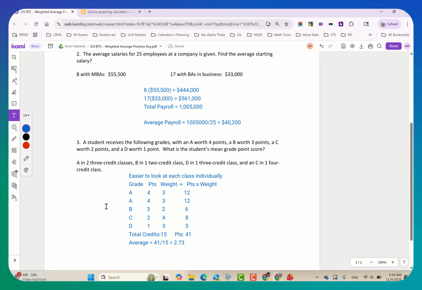So this is actually the kind of grades you might see in college, all right? So you multiply these out, all right, and we had 41 points. The total number of credits or hours, as we would call it in college, is 15. So we take the 41 divided by the 15 and get 2.73.